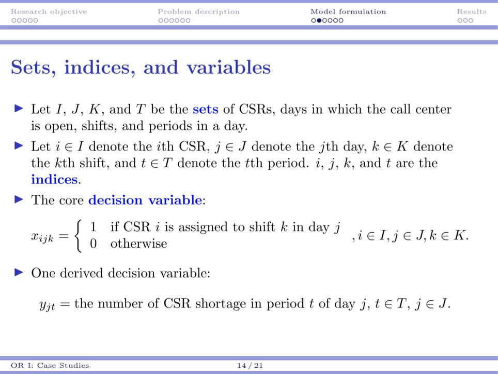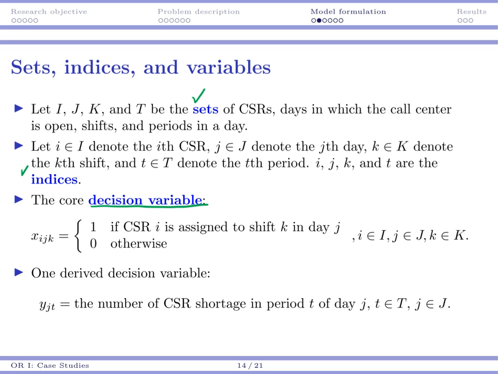In practice, problems are always difficult and complicated. You may have thousands of variables, thousands of constraints. You need to have a clever way to write it down so that it does not confuse yourself. Okay? Once we have sets and indexes, we are able to determine our decision variables.